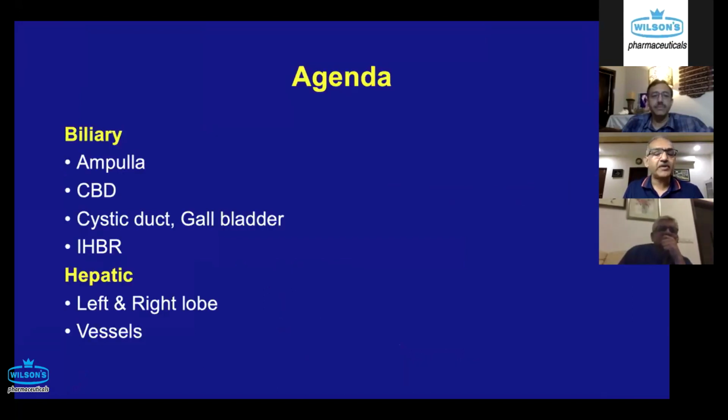So the agenda of my talk would be to cover the biliary tree starting from bottoms up, that is from the ampulla to the bile duct, cystic duct, gallbladder, common hepatic duct, and intrahepatic ducts, and also the liver, the left and the right lobe, how well we see, and what are the vessels and other structures that we are able to see.